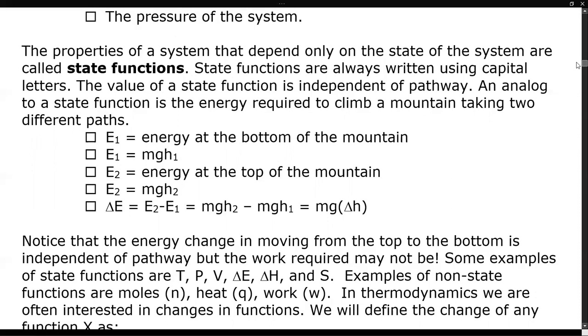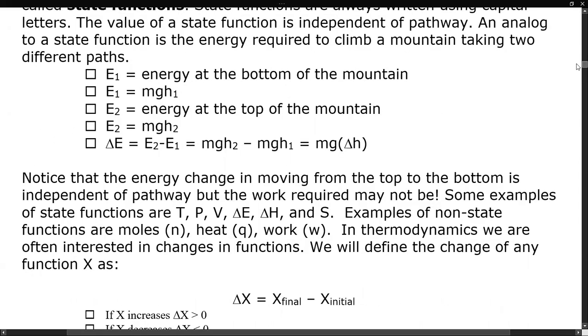And you could calculate the change in the gravitational potential energy using the gravitational potential energy formula, for example. Now, some examples of state functions are temperature, pressure, volume, internal energy, which we'll talk about, delta E. Delta H is the heat of reaction or the enthalpy. The S or the entropy, which we'll talk about more in that next chapter. Examples of non-state functions would be things like moles, heat, work.